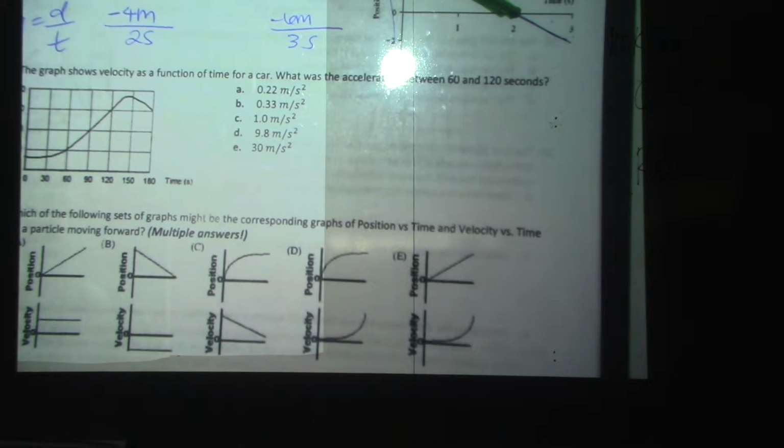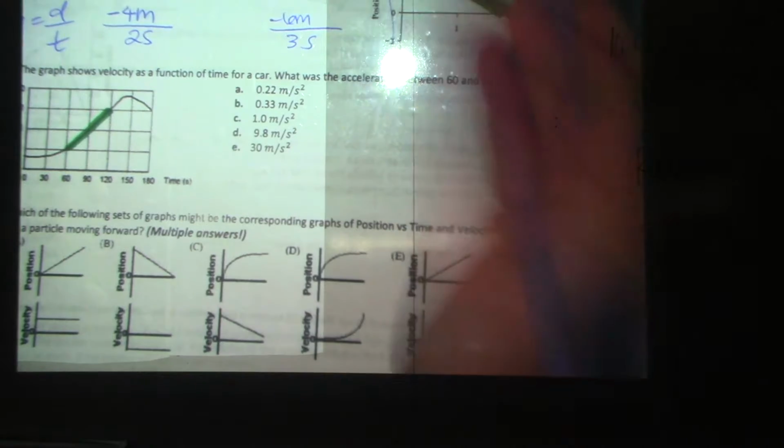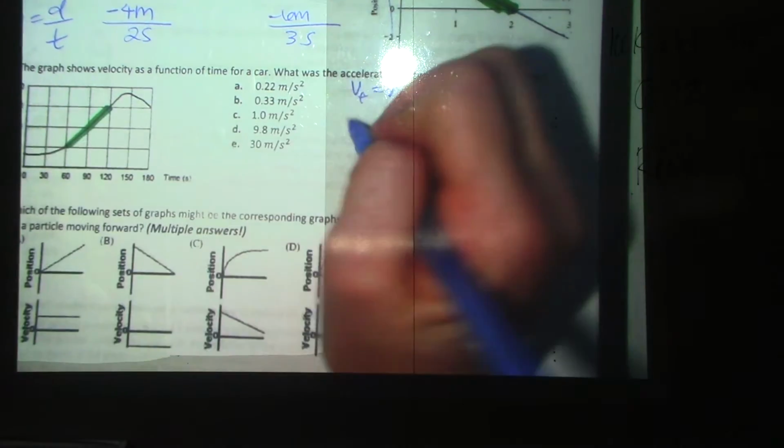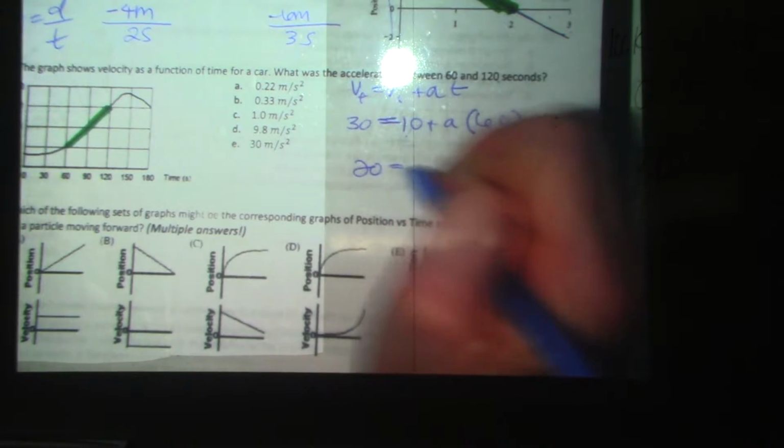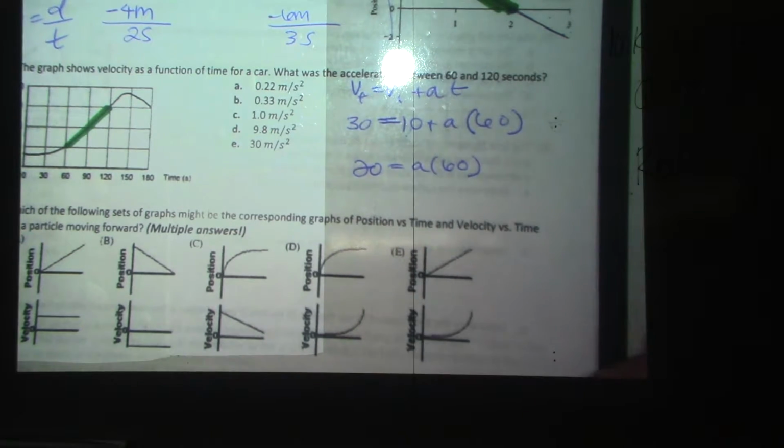All right, the acceleration between 60 and 120. I have a velocity graph, so I know my velocity and my time, looking for a. That is this equation. Vf would be 30. Vi would be 10. a is what I'm looking for, 60 to 120. That's a difference of 60 seconds. Now I have this 10. I'm going to subtract that 10 over. That gives me 20 equals a times 60. To get a by itself, I divide the 60 over. And that gives me 0.33, B.